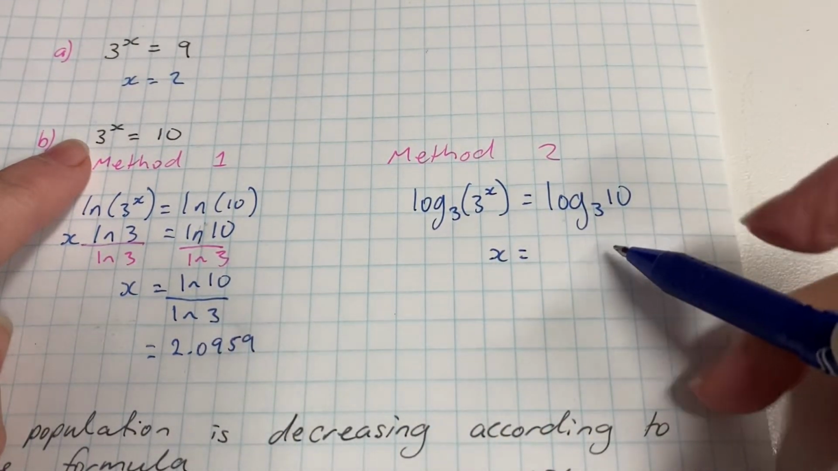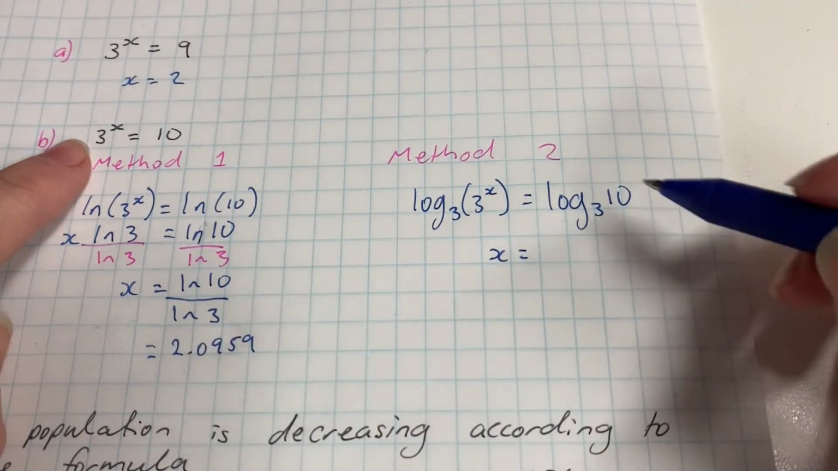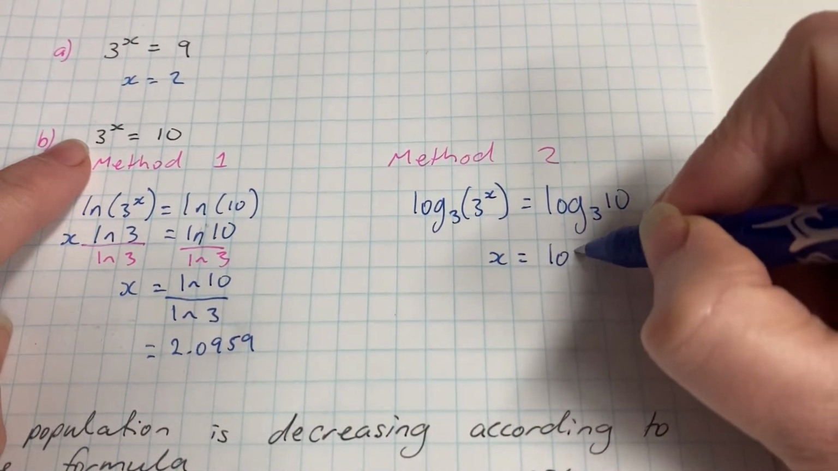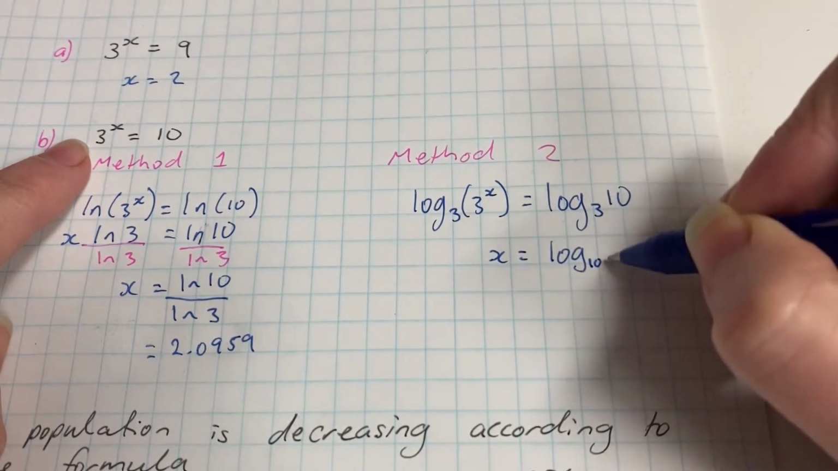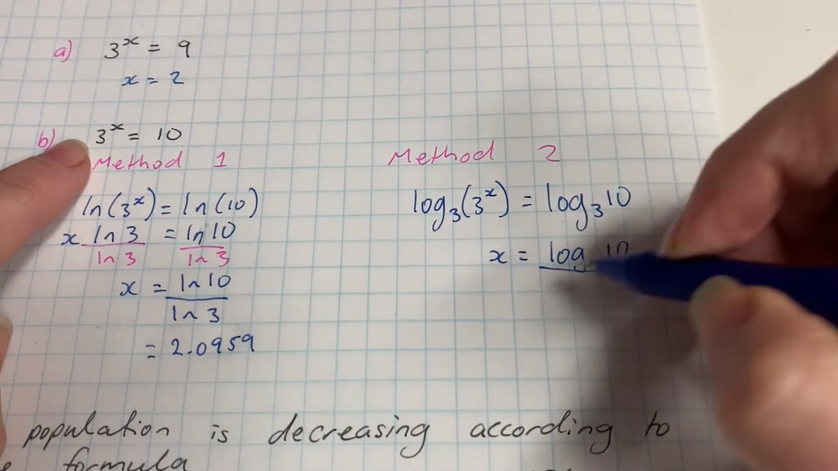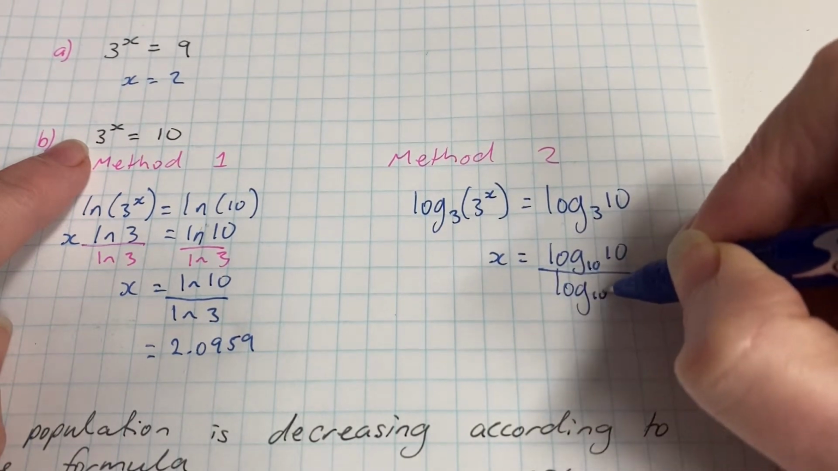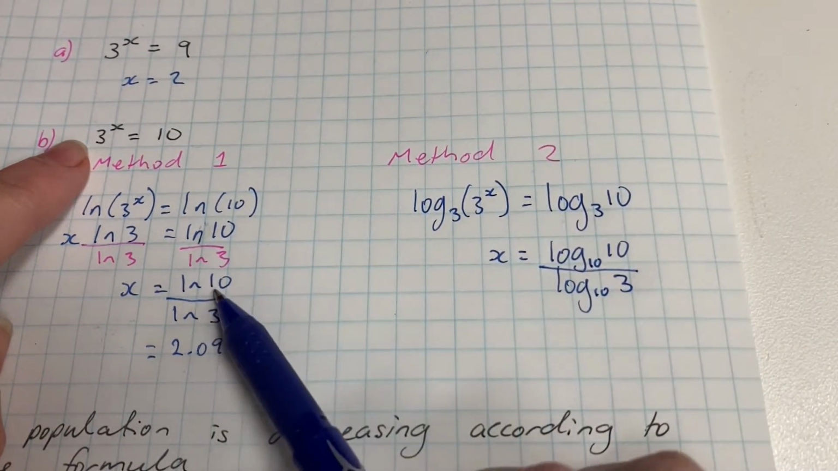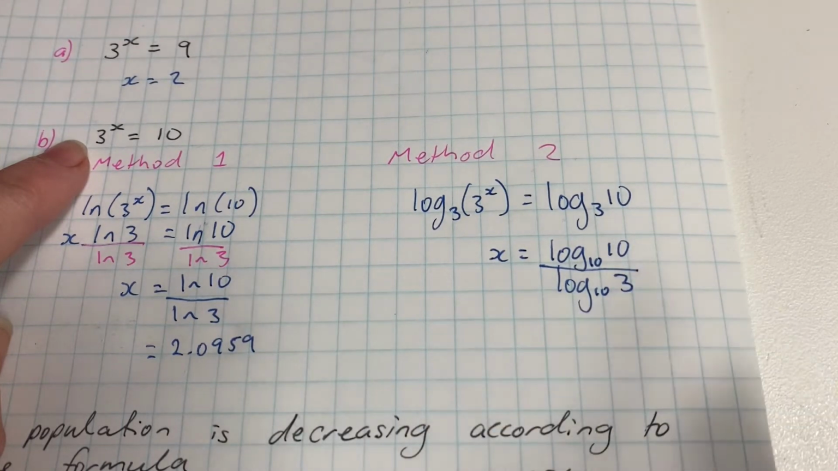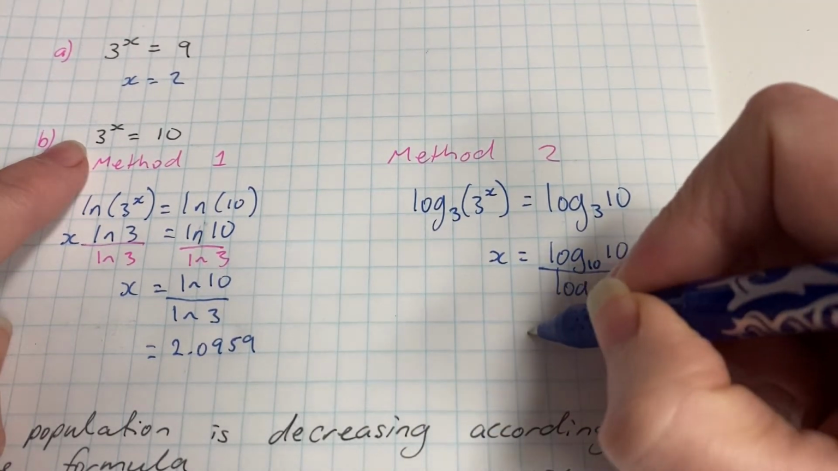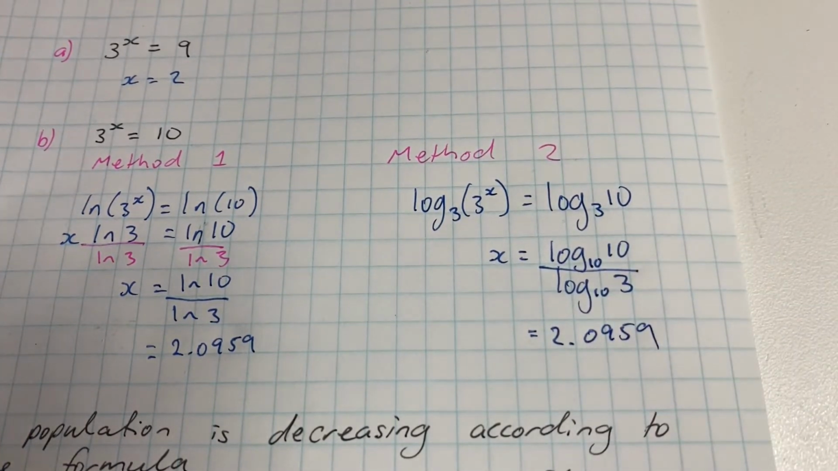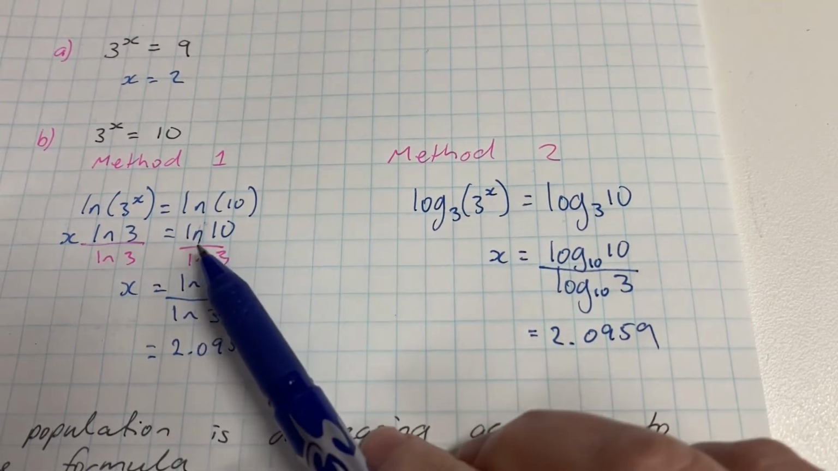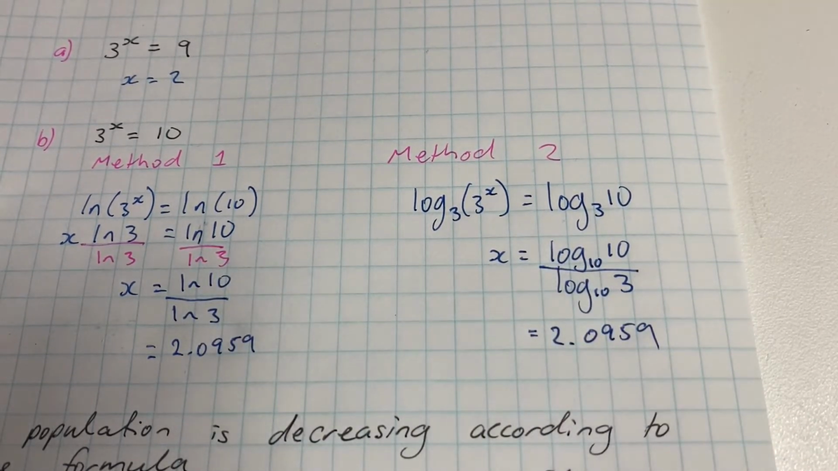I might change it to base 10 this time, but it could have been base e. So the change of base rule is log base 10 of 10 over log base 10 of 3, which is exactly the same as what you just saw me put in the calculator. We get the same answer. So those methods are both really just as good as each other. I tend to do it this way, but this is fine as well.